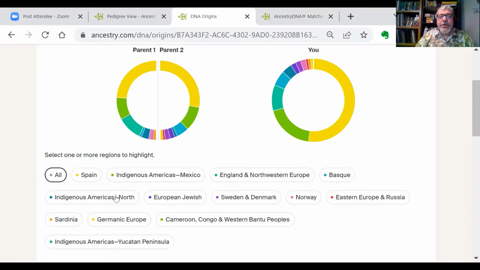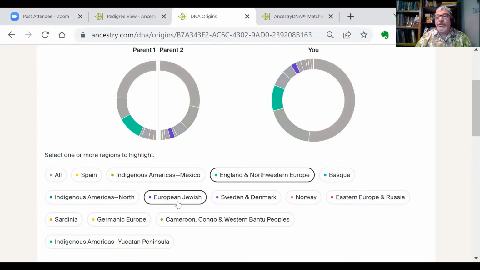So what I'm going to look at are those things that I don't see as necessarily Spanish Mexican heritage. That would be England and Northwestern Europe. That would possibly be European Jewish, although that could be Spanish. I wish they broke this down as Sephardic and Ashkenazi Jewish, but they don't. That would be a lot simpler. Sephardic would definitely be Spaniard.